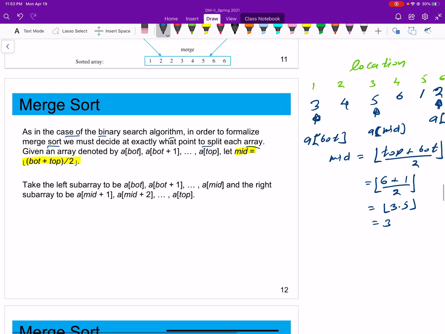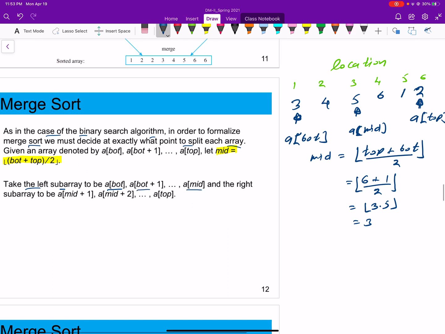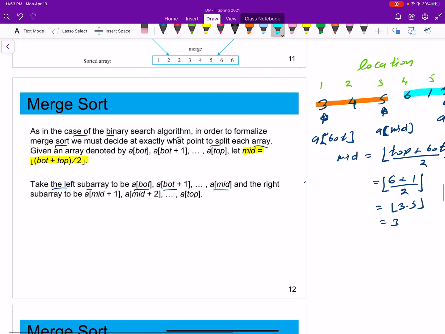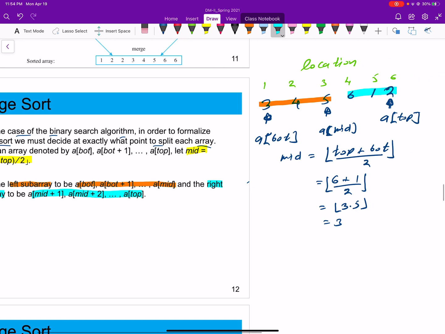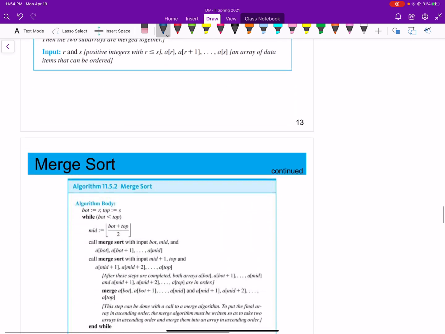Now what we do is take the left sub-array to be a bottom up to a mid, and the rest to be the right sub-array. Let me mark the left sub-array in orange, and the right sub-array in blue, which is marked here. Then we have the merge sort algorithm.